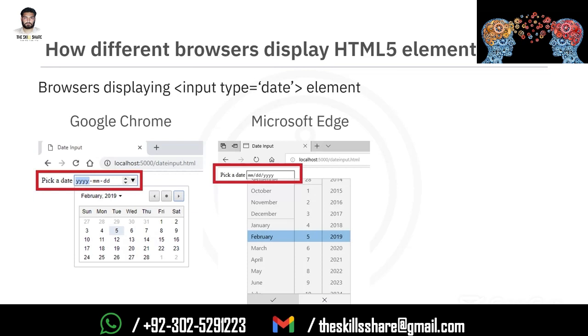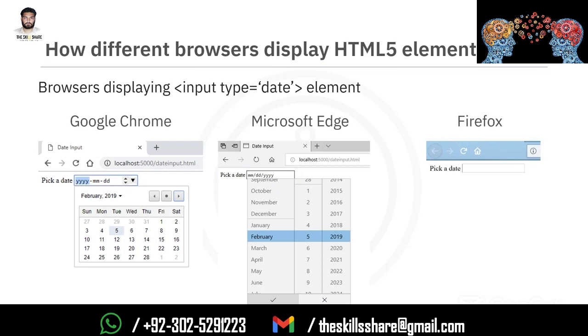Year-year-month-month-day-day versus month-month/day-day/year-year-year. The Firefox browser displays the date field as a text field. This could raise several issues regarding input format and validation.